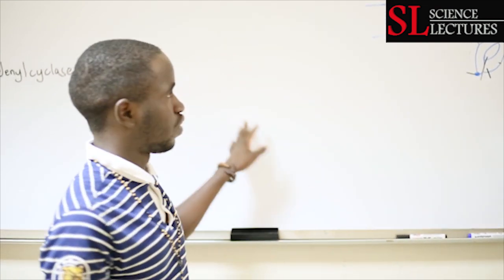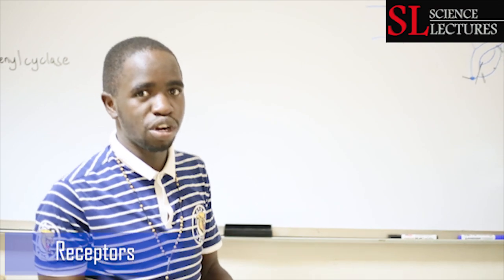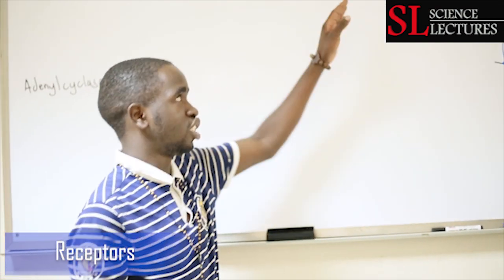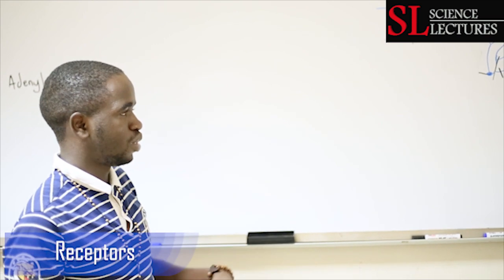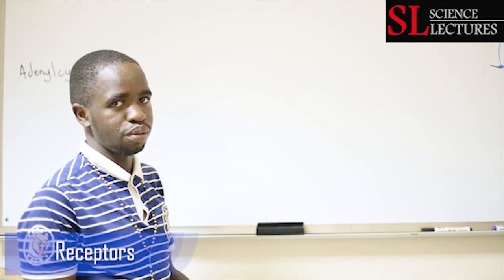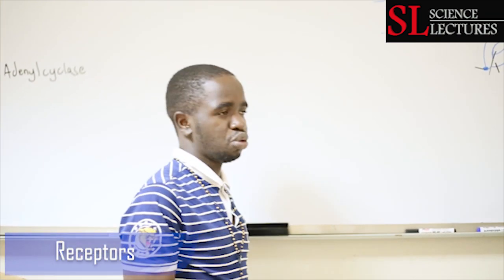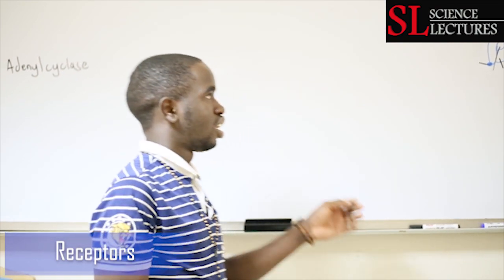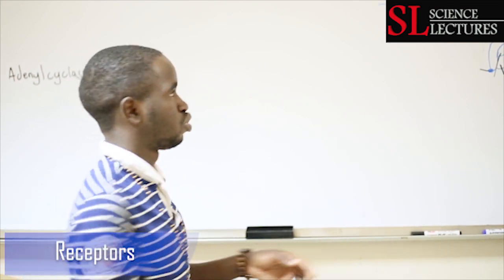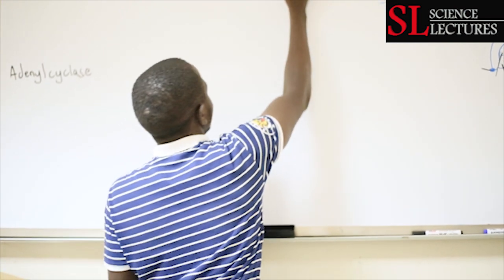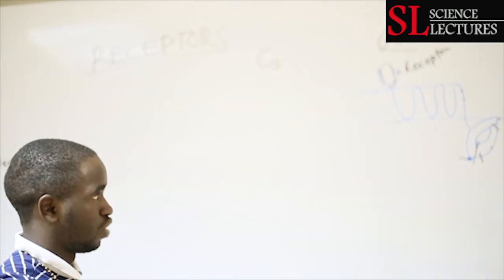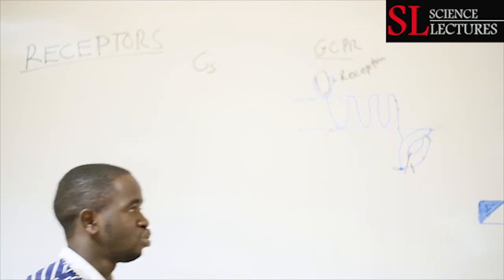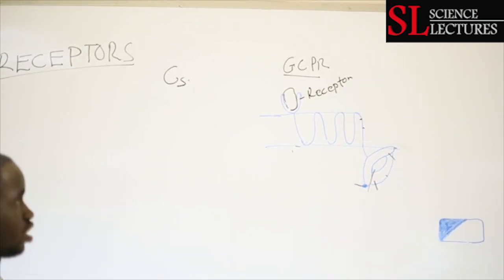Then we looked at the first type of membrane-bound receptors, the G-coupled protein receptor. We said there are three different types: GS, GQ, and GI. Then we looked at GQ. Today we are going to look at GS. If you've not yet watched those videos, please do. That information is very necessary.